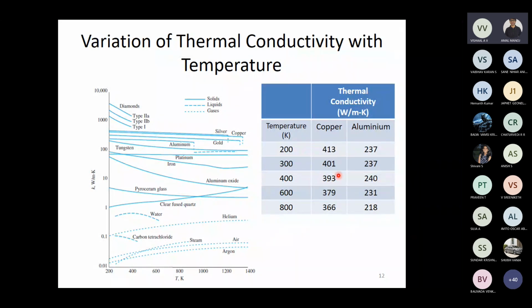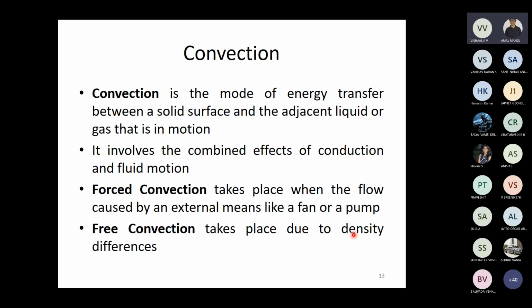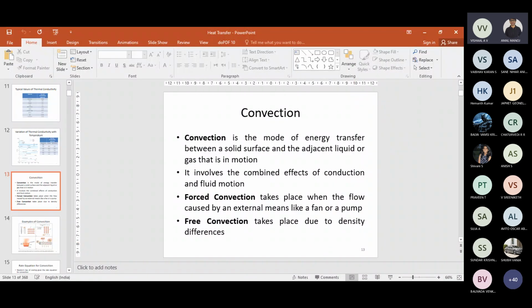Now you can see for copper and aluminum, both are decreasing. So as the temperature increases, the thermal conductivity is decreasing for copper and aluminum. So this is what you can see for today. I think the time is up, so we'll stop here. If you have any questions, you can ask.